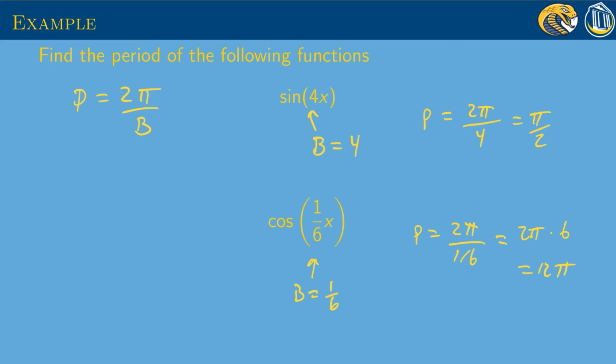It's worth noting we can also rearrange this equation to get b equals 2 pi over p, so that if we know the period, we can calculate what value of b gets us there.